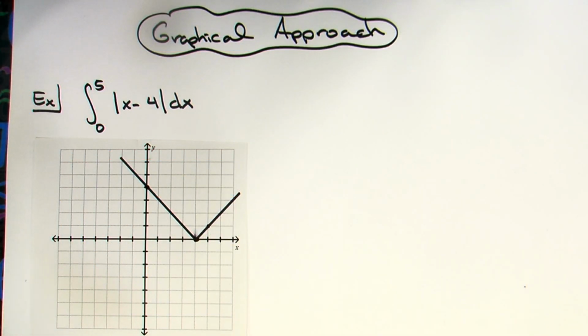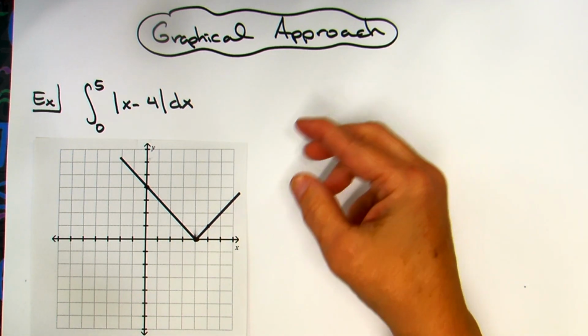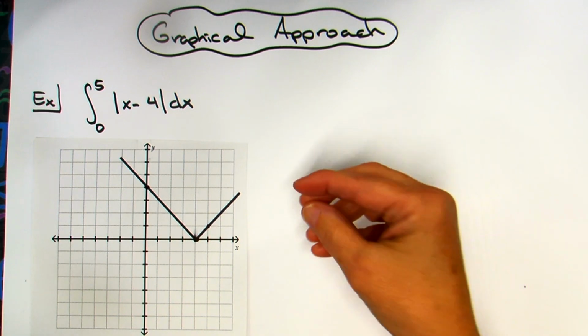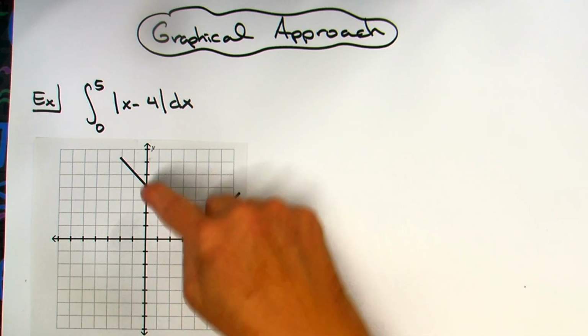In this video, we're going to go back to the basics and take a graphical approach to what integration actually means to integrate this expression. In general, you need to think of the integral as an accumulator. And in this case, it's accumulating the area under the curve.